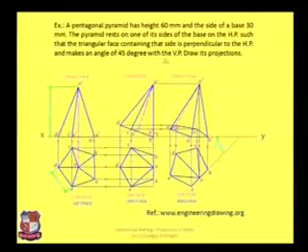Then the third line: the axis makes an angle of 45 degrees with the vertical plane. Here it is given that this axis makes an angle of 45 degrees. So tilt this front view, this top view, at an angle of 45 degrees such that ABO makes an angle of 45 degrees.